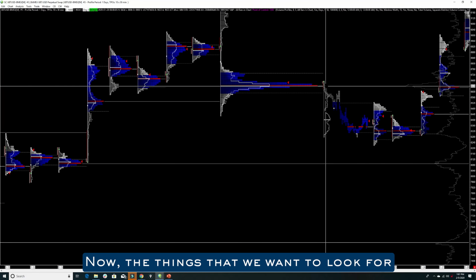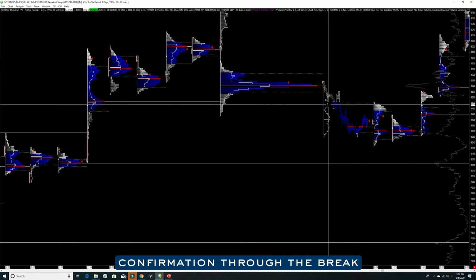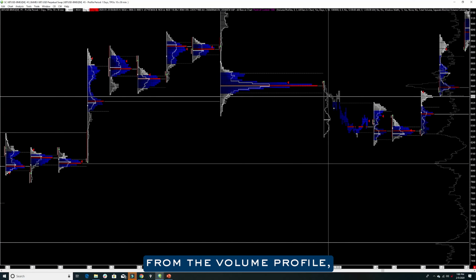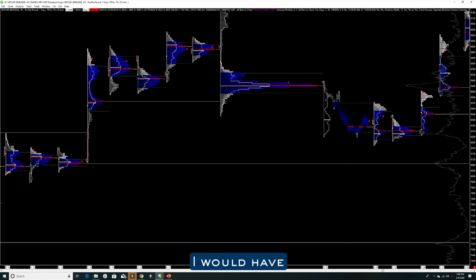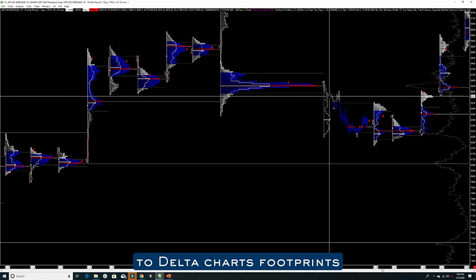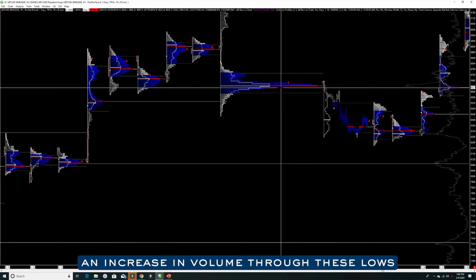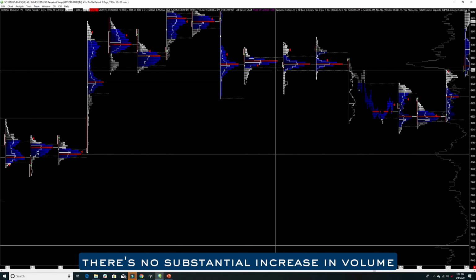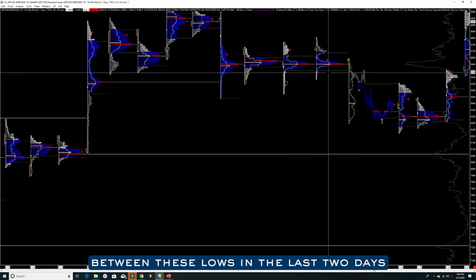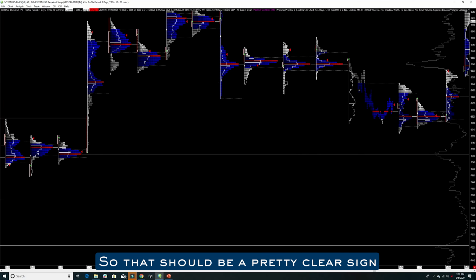Now the things that we want to look for is volume confirmation through the break. So you can see that from the volume profile, which would not be what I'd be looking for at this point. I wouldn't be looking at this chart. I would have this mapped out from this chart, but I'd be paying attention to delta charts or footprints. You can see that the volume profile actually showed an increase in volume through these lows. Where actually, if we look at all the other profiles, there's no substantial increase in volume between these lows in the last 2 days. Okay, we were firmly rejected, so that should be a pretty clear sign.